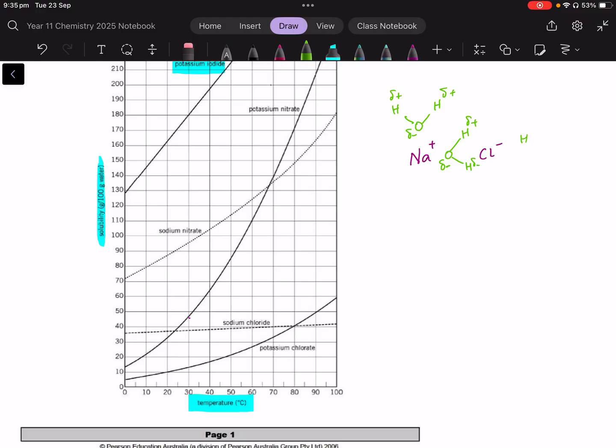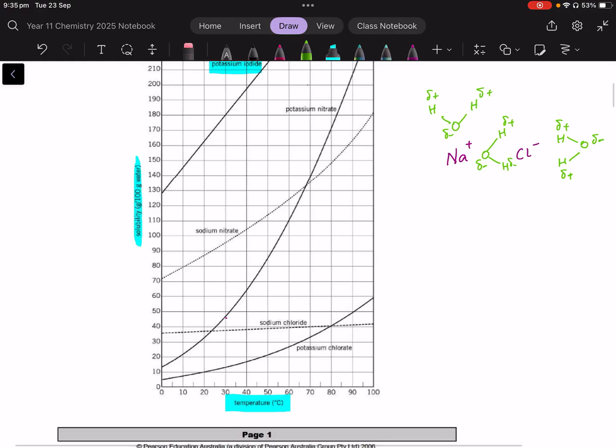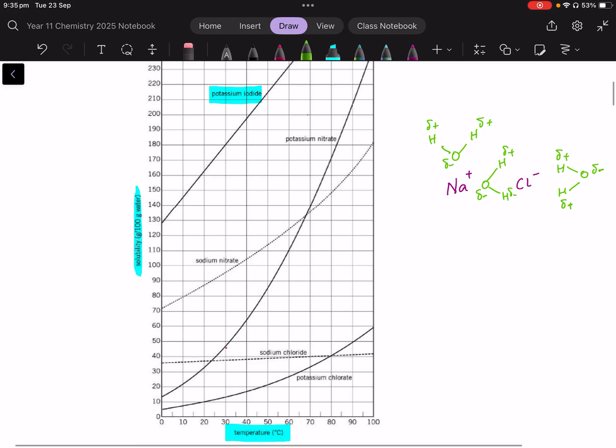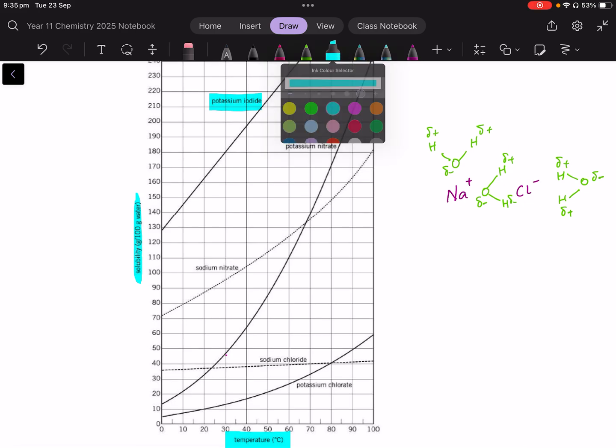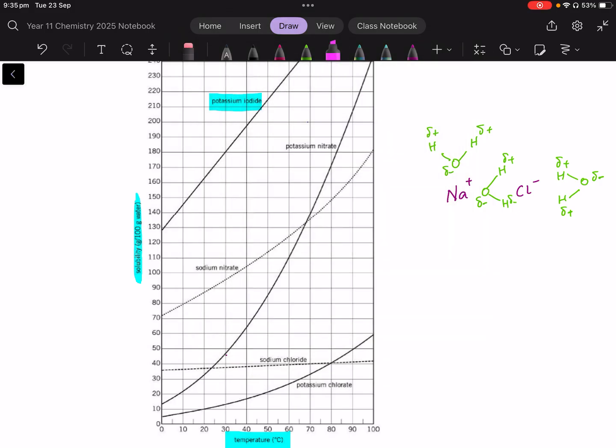So I'm going to draw another water molecule here just to clarify that the positive ends of the water molecule face the negative ion, and the negative ends of the water molecule face the positive ion, pulling them apart or dissociating them. So what we are seeing here is really the ability of the salts, at different levels, to dissolve in water.